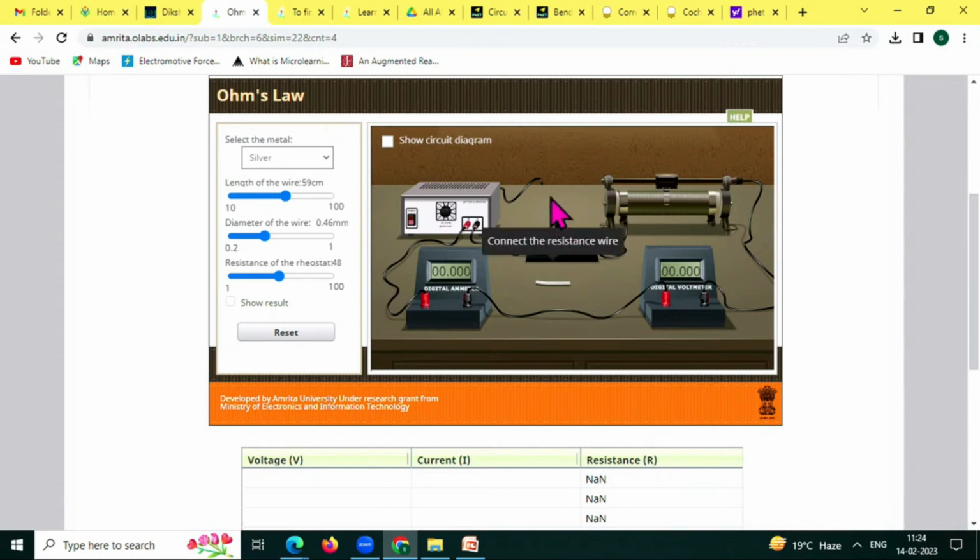The key is put down here, connect the resistance wire. I have not connected the resistance wire, so it would not work. Suggestions are given. Now, where to connect the resistance wire? The voltmeter will be connected across the unknown resistance. So, I have connected it here.